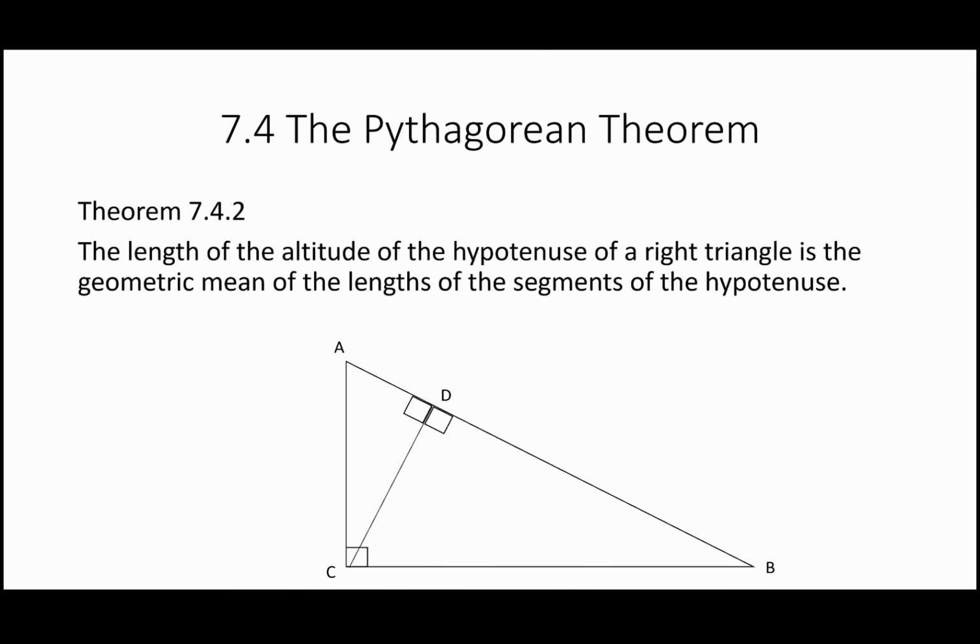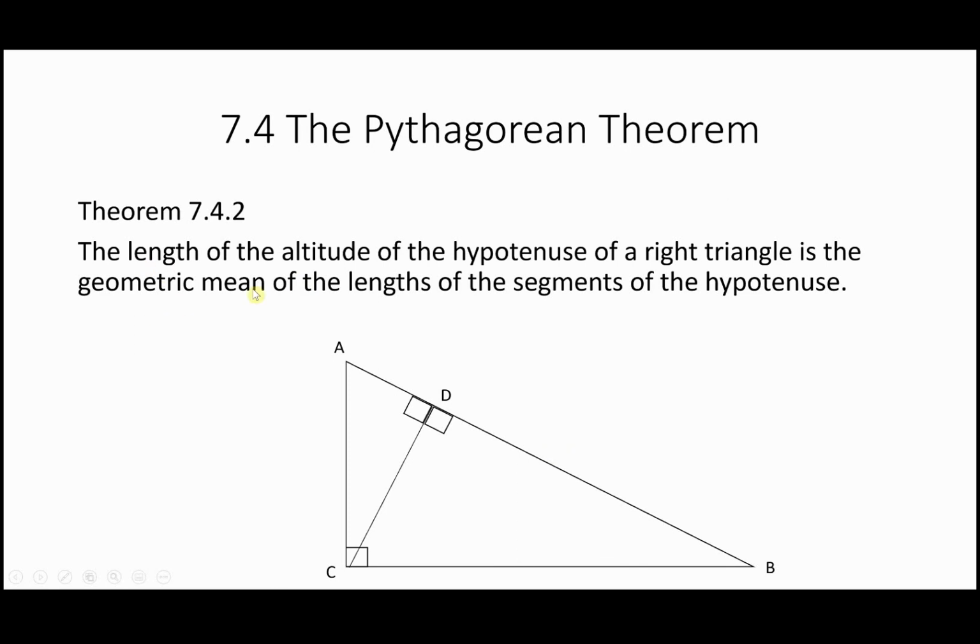So let me just show you the geometric mean of the lengths of the segments of the hypotenuse. The segments of the hypotenuse in this configuration here: one segment is AD and the other segment is DB. Collectively, they make up the hypotenuse AB. You guys see that? So when I talk about the segments of the hypotenuse, I'm talking about AD and DB, or BD, depending on how you want to name this. If you want to name the line segments always in alphabetical order, then the longer segment would be named BD.